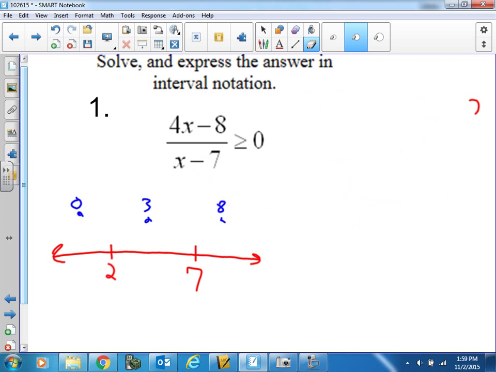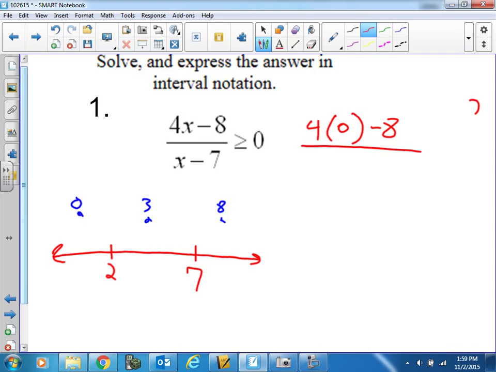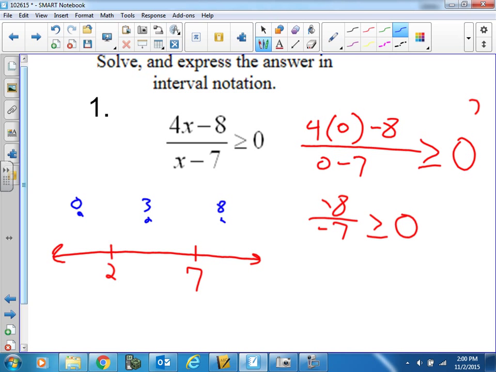I have my critical values. So I'm going to plug in 0. So 4 times 0 minus 8 all over 0 minus 7. Is that greater than or equal to 0? 4 times 0 minus 8 is negative 8 over negative 7. Is that greater than or equal to 0? Well, both of these are negative, which makes this actually positive. And that means it is greater than or equal to 0, because anything positive will be greater than or equal to 0. So that is check.